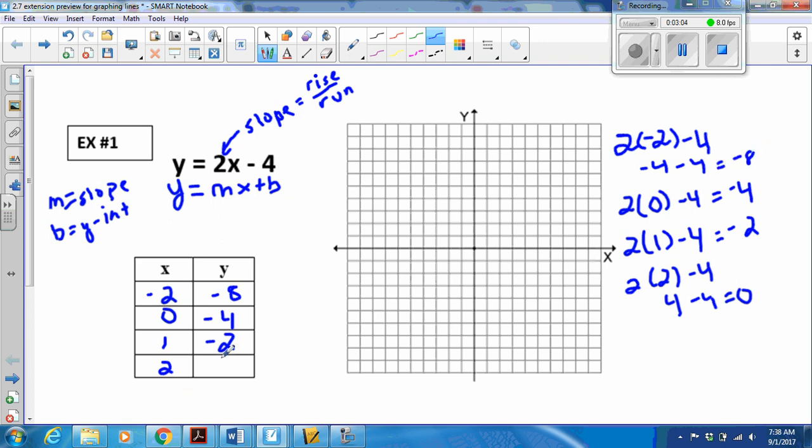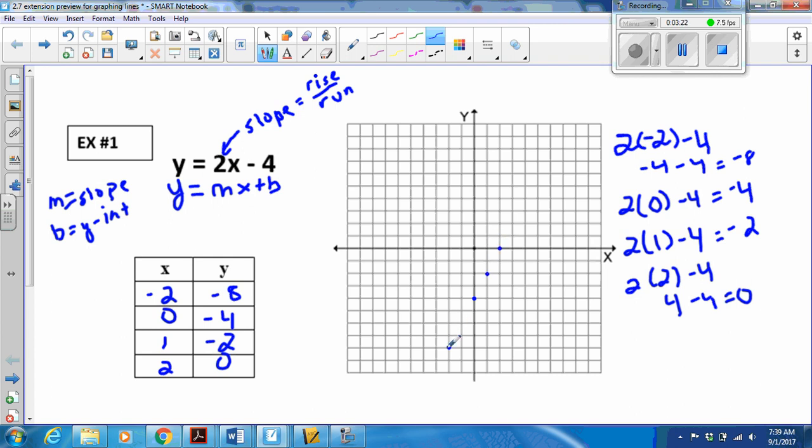Okay, so we are now going to plot these points. So we have -2, -8, so that means we go all the way down here and plot your point. Then 0, -4, so we go 1, 2, 3, 4. Then we go 1, -2, and then we have 2, 0.